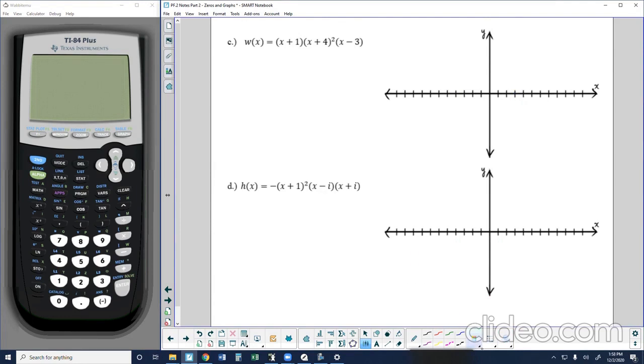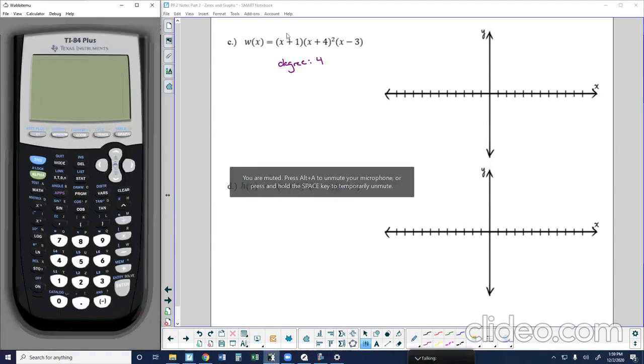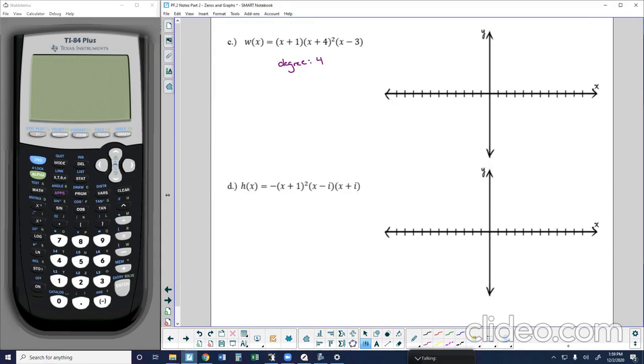Hopefully you got a chance to work on C. So if we take a look at the degree, let's go through this. The degree would be 4. Along with the degree of 4, it's going to have a leading coefficient that is positive. So we know that to the right, it's going to go up because the leading coefficient is positive. To the left, it's going to do the same thing because it is an even degree.